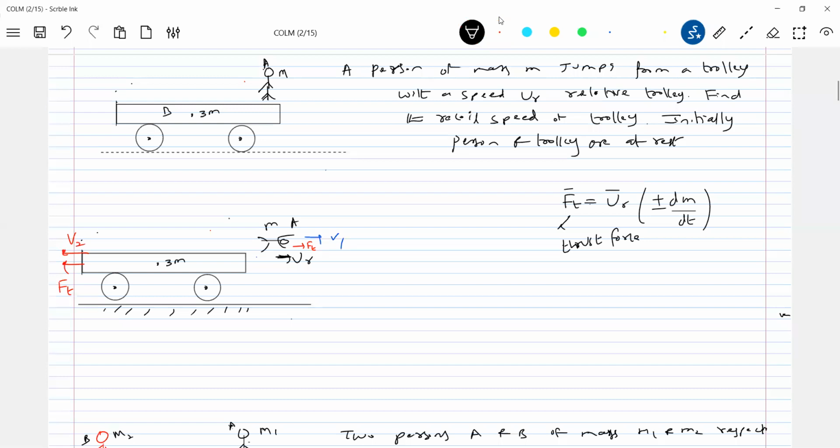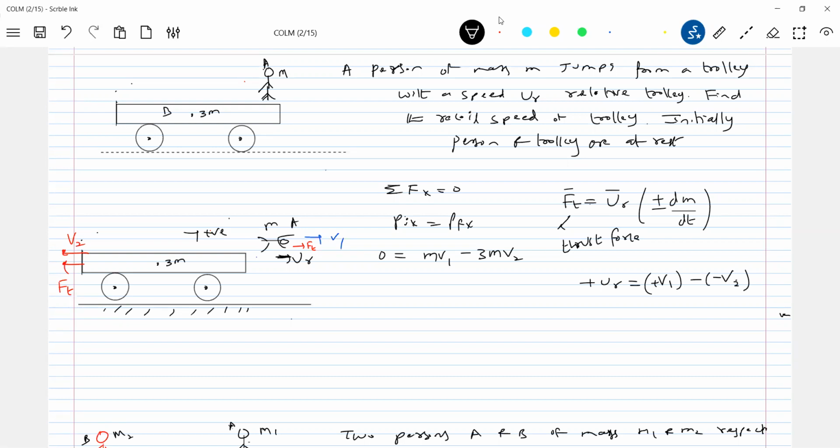Now, what is the net force acting on the system along the x-axis? Zero. Therefore, initial momentum should be equal to final momentum. What is the initial momentum? They are at rest. Finally, m v1 minus 3m v2. Now both are unknown, so I'll take help of this one. Anything directed towards the right is positive. So plus u_r is equal to the velocity of the person, v1, minus v2.